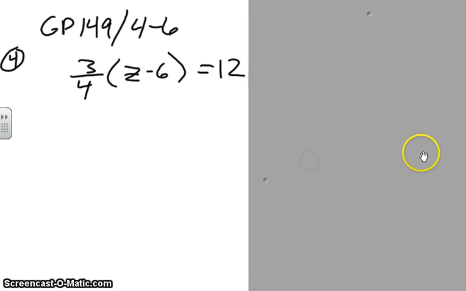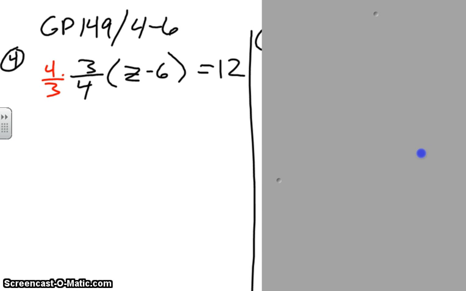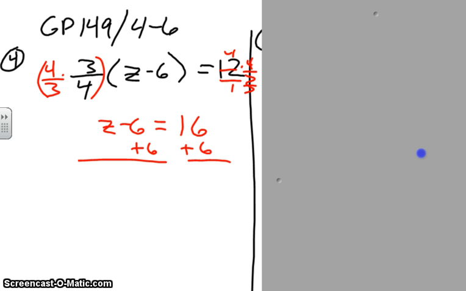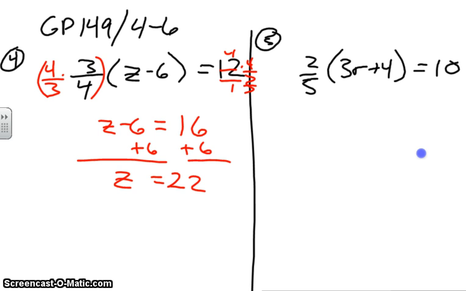So hopefully you multiplied both sides by the reciprocal. Remember to flip it, right? Let's see, times 4/3, and this gives us 1, right? 1 times z minus 6 is simply z minus 6. 3 goes into 12 4 times. 4 times 4 is 16, right? And so to finish, we add 6 to both sides, and you should have z equals 22. All right? And that checks out. So number 2, pause and come back.